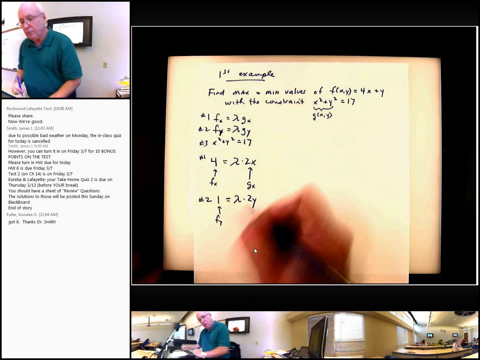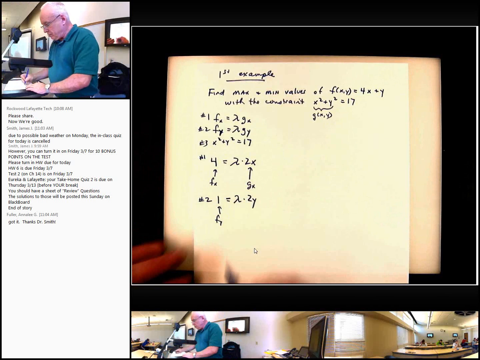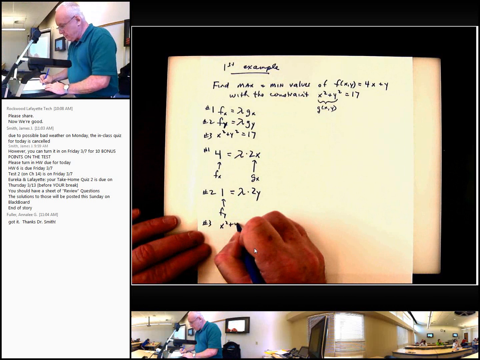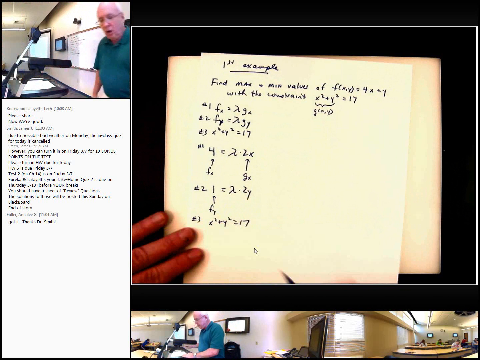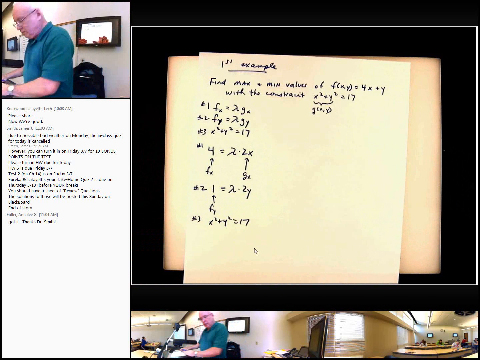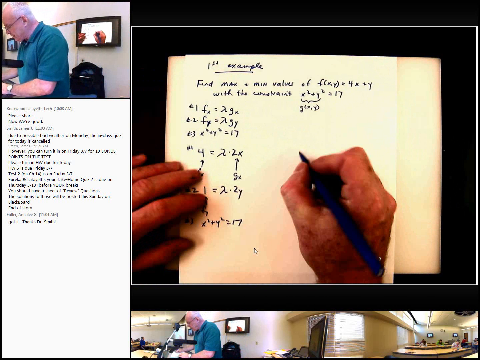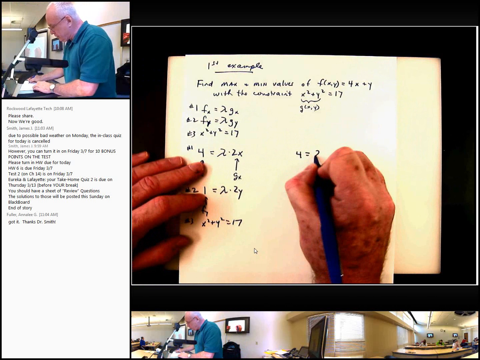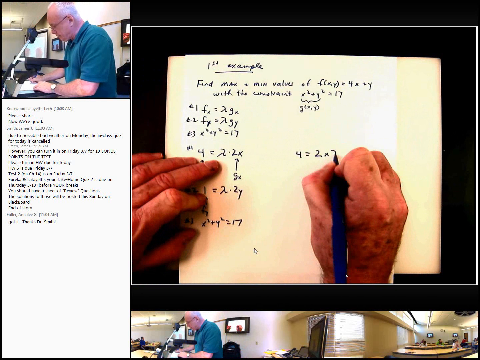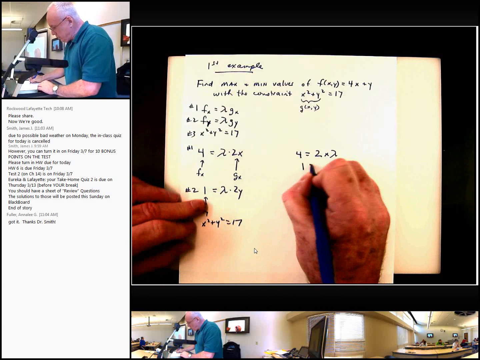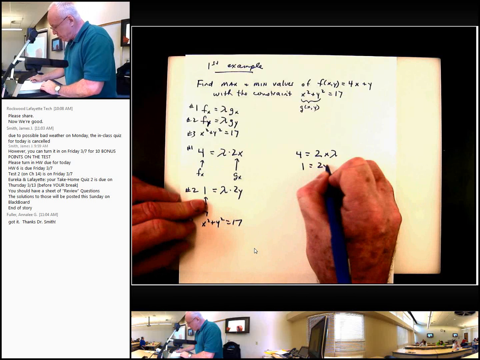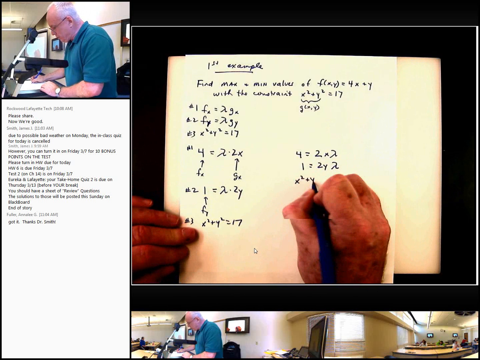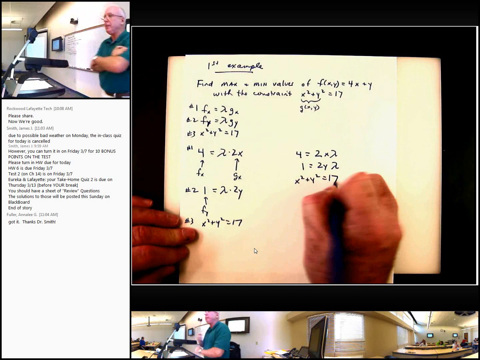All right. And then we have number 3. x squared plus y squared equals 17. All right. So let me write these a little bit nicer. So we have 4 is equal to 2x lambda. 1 is equal to 2y lambda. And 3 is x squared plus y squared equals 17. Okay, there they are.